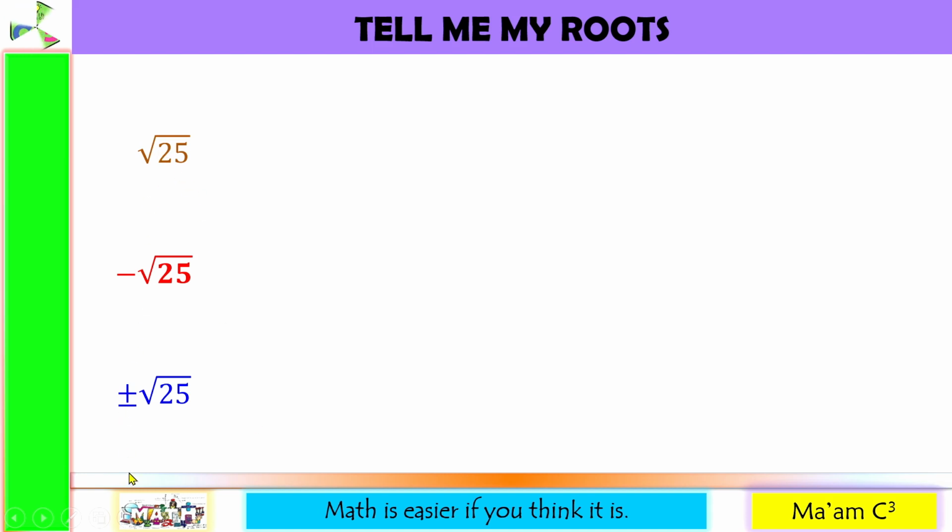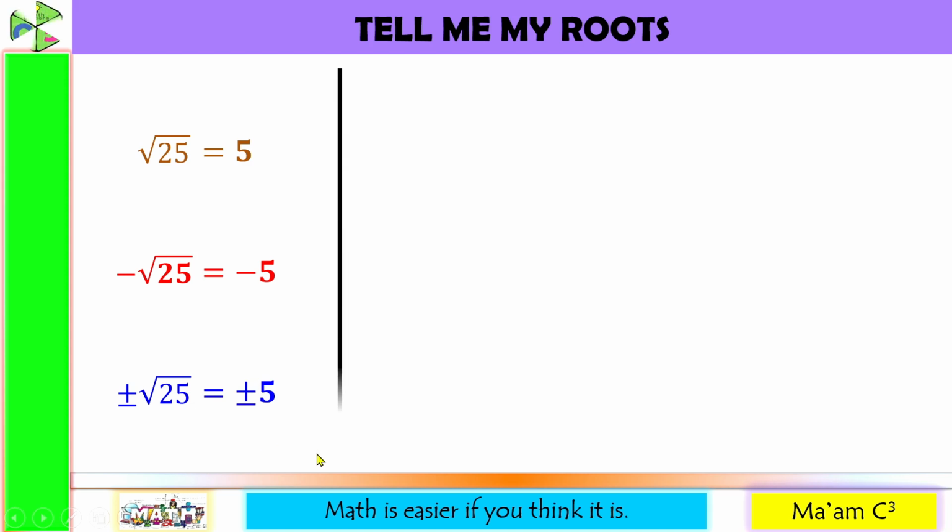Notice the signs. If you are given just like this one, it means you are asked to give the principal square root, and that is the positive square root. So in this case, the answer is positive 5. If you are given like this, then you are asked to give the negative square root of the number. So the answer here is negative 5. And if you are given like this, positive and negative square root of a number, then you are asked to give the two roots. So the answer here, positive and negative 5.